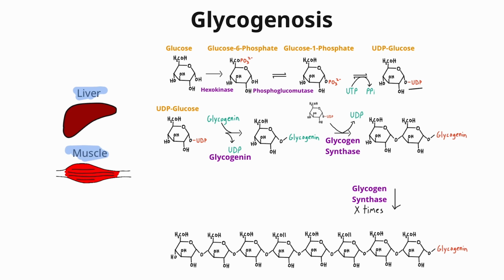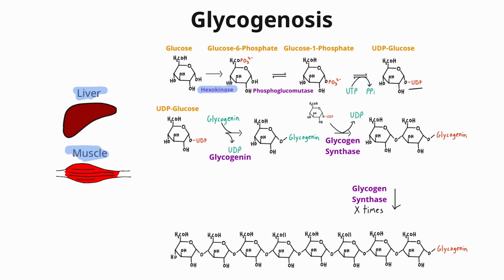Glycogenesis occurs in both the liver and the muscle, and it's the process of taking excess glucose and connecting individual molecules of glucose into a long chain called glycogen, which is stored in the muscle and the liver to then be broken down back into the individual glucose molecules during periods of fasting when we're not getting glucose from food.